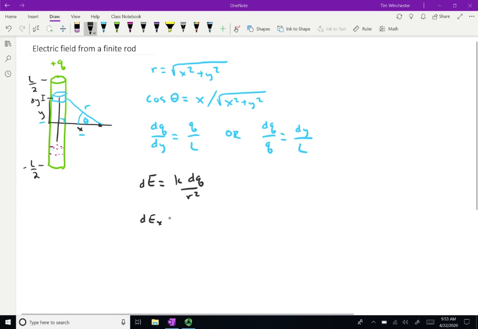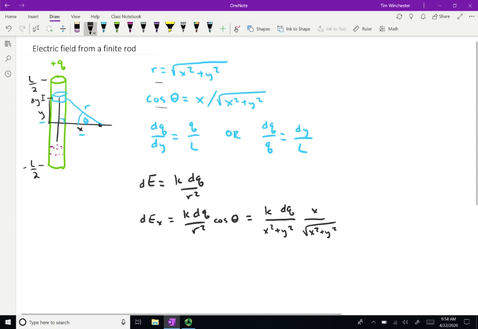So the x component is going to be the same magnitude, k dq over r squared, but times cosine of theta. In particular, we have an expression for cosine theta, and we also have an expression for r. So I'm going to plug those in. I have k dq over r squared, which is just x squared plus y squared, times cosine theta, which is x over square root of x squared plus y squared.